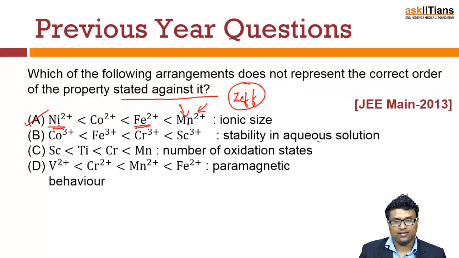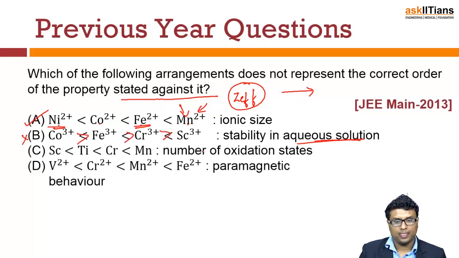Next one, stability in aqueous solution. We know that stability in aqueous solution depends on their ability to bond with the hydrogen of water molecules. Also along a given period the stability increases, but this is the reverse order, right? It should be like this. So this is a wrong one.